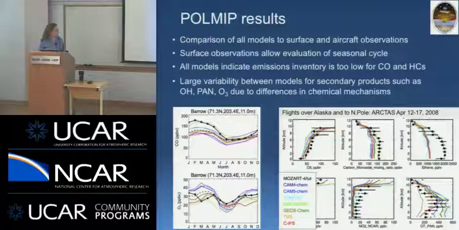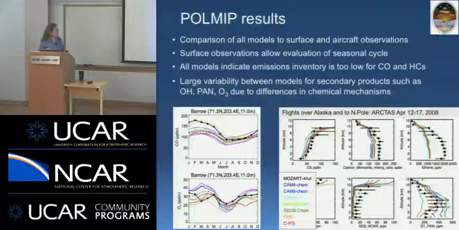This is CO at the top and ozone at the bottom. There's some consistency among the models to show that we get the seasonal cycle, but a consistent underestimate in the winter. But the ozone from the models is quite variable. And similarly, we compared all of the models to the aircraft measurements.